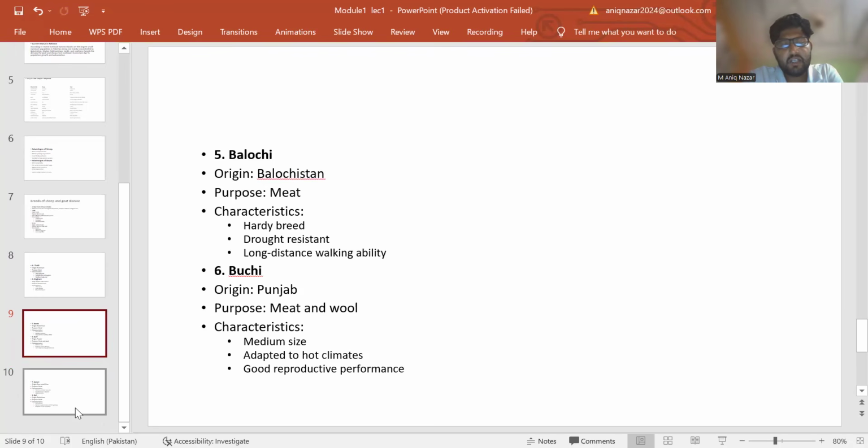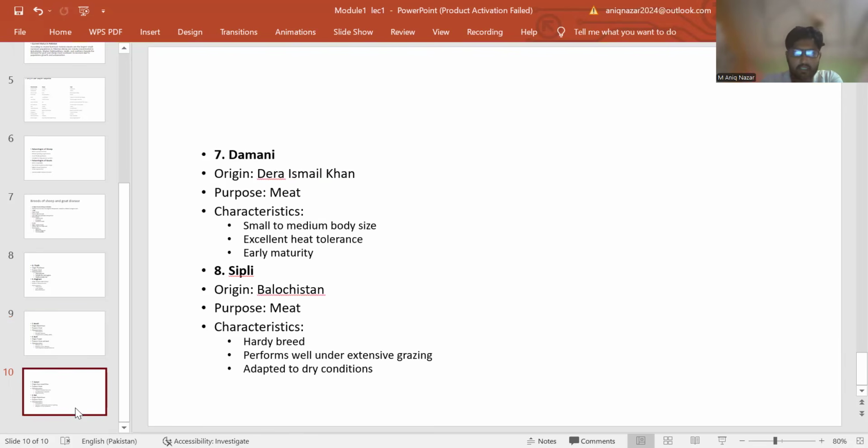Sixth is Buchi. It's in Punjab. It is a meat and wool source. Its characteristics are that it is medium size, not too little or too large. It also adapts to hot climates. It also has good reproduction performance. Seventh is Damani. Its origin is Dera Ismail Khan. It is the main source of meat. Its characteristics are small to medium body size, excellent heat tolerance, and early maturity.